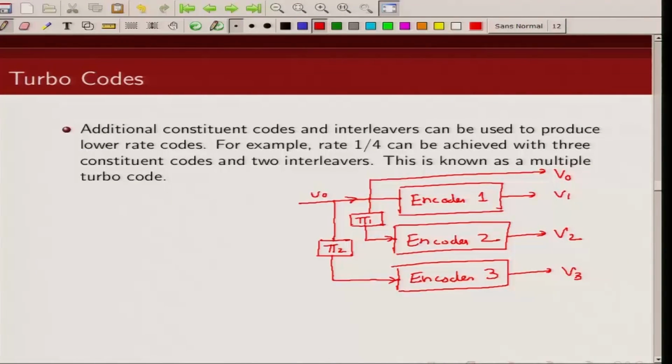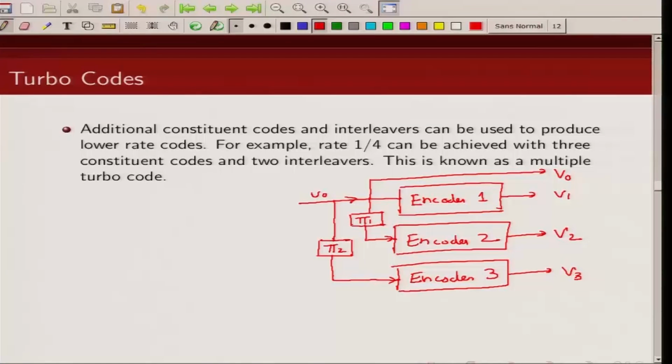So, the structure that I have shown you for 2 encoders and 1 interleaver can be extended for multiple encoders and multiple interleavers. So, this will result in a rate 1/4, what we call multiple turbo code. So, we use the term multiple turbo code. So, this is an extension of the conventional turbo code, which uses 2 encoders and 1 interleaver.